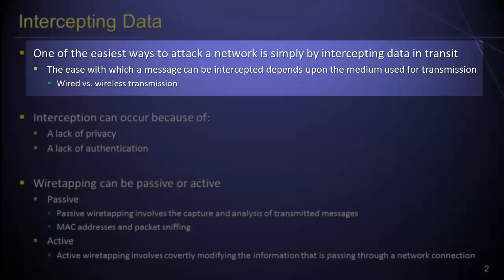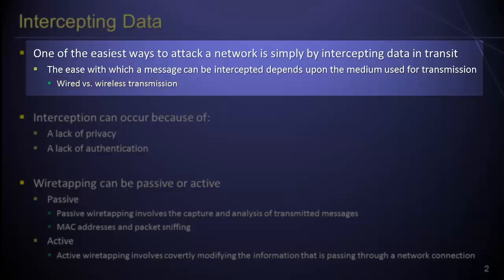An important first step in understanding data interception threats is to realize that the ease with which a message can be intercepted depends in part upon the medium that is used for transmission. Some methods of network communication are by their nature much more susceptible to eavesdropping than others. Consider, for example, wired versus wireless transmission of data.